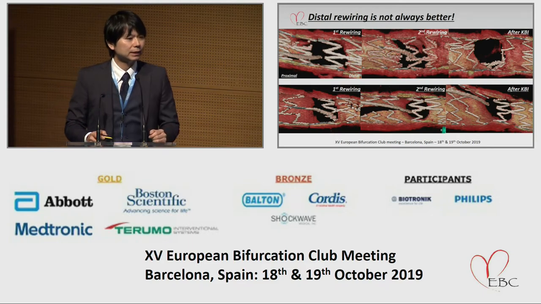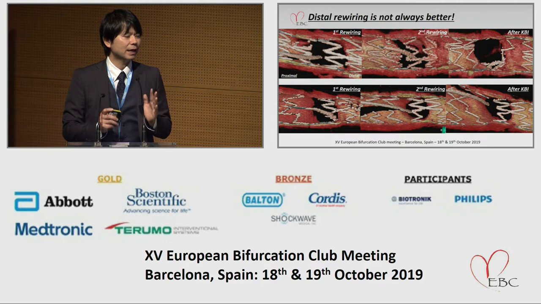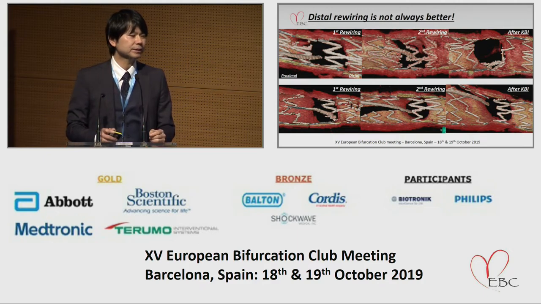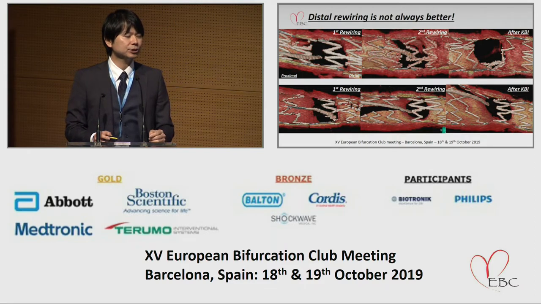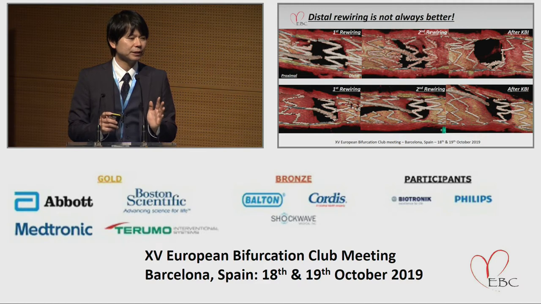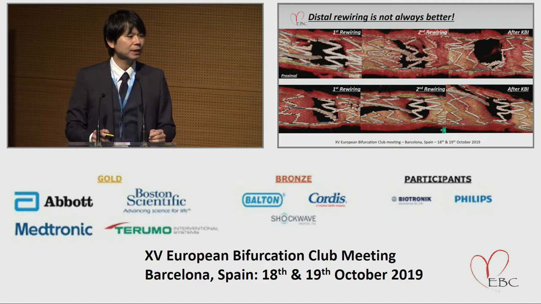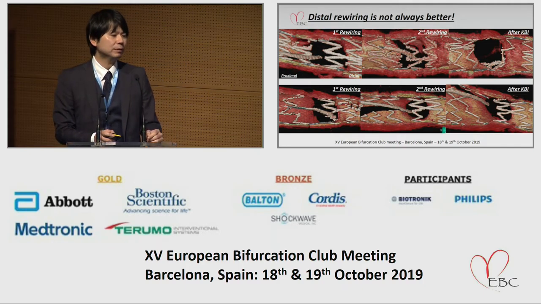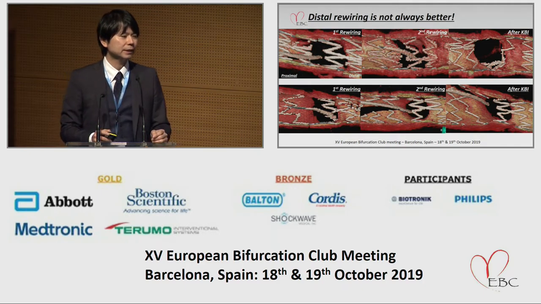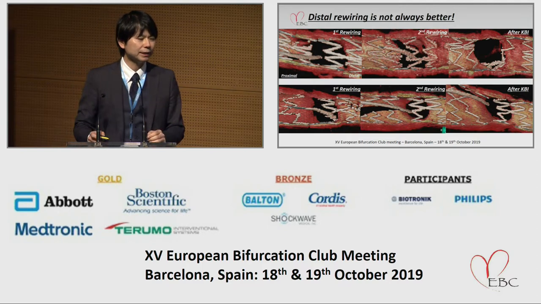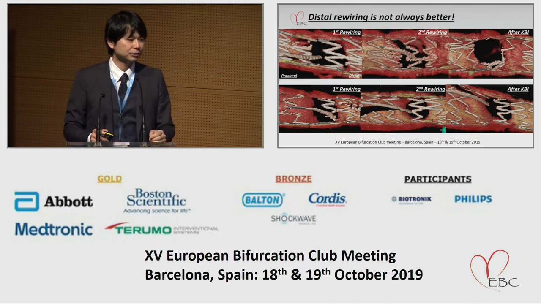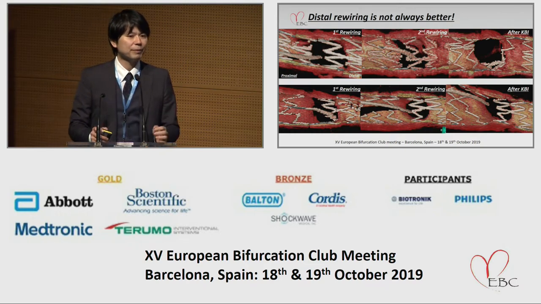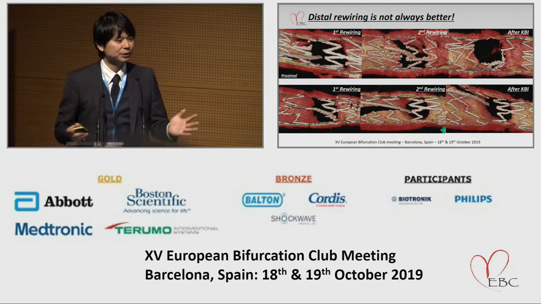I think the most difficult situation is when the stent link is located around the middle of the carina. As you can see here in the upper picture, you can see the stent strut severe deformation after kissing balloon inflation, even with the distal rewiring. So after such an experience, in such a situation, with the link located at the middle of the carina, we tried to rewire into the proximal cell in the lower picture. So you can see that there's a slot remaining even after kissing balloon inflation, which is better.